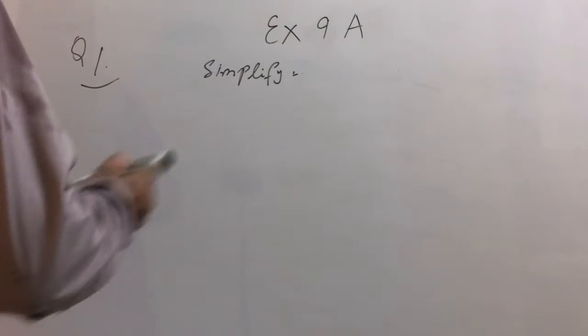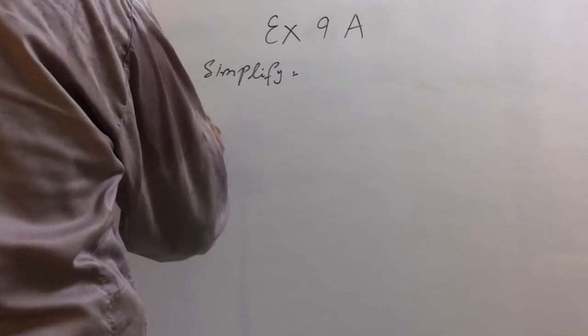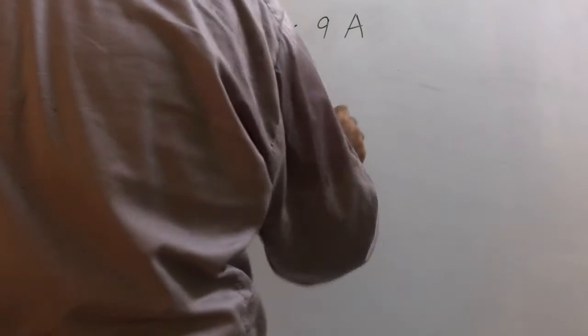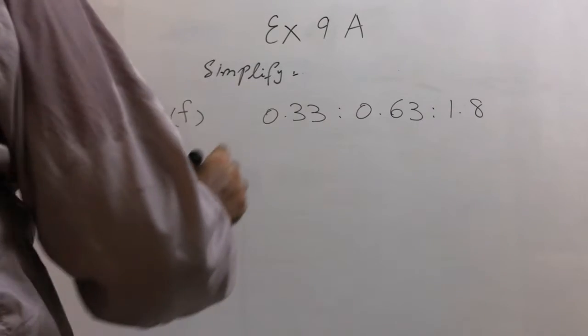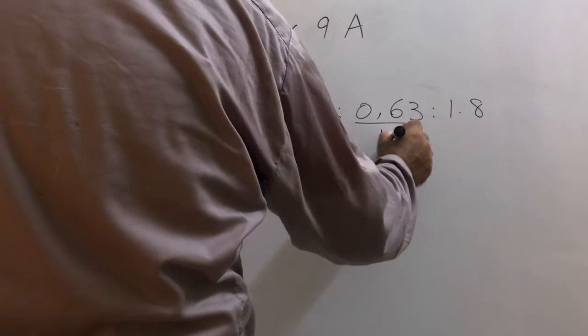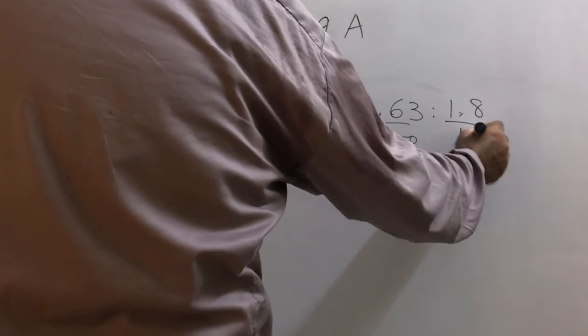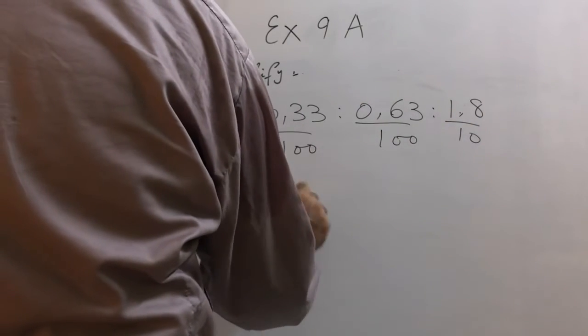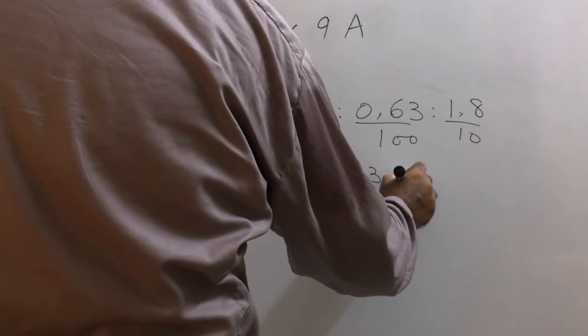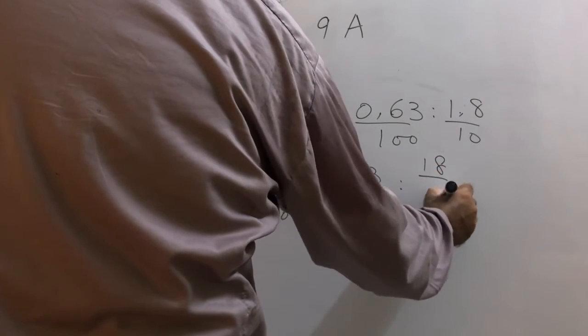Okay, part F says 0.33 ratio 0.63 ratio 1.8. So first we'll be removing the point. We get 33 over 100, 63 over 100, 18 over 10.